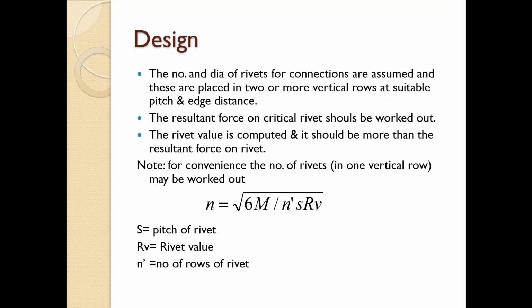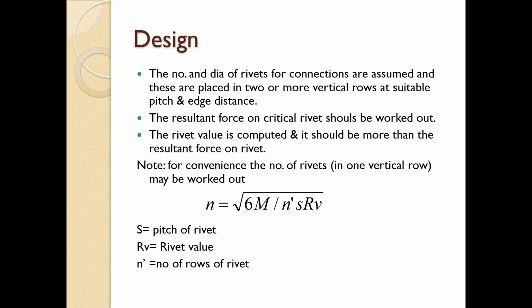So moving further, what is the design procedure for these kinds of joints? The first step is that the number and diameter of rivets for the connection are assumed, and these are placed in two or more vertical rows at suitable pitch and edge distance. The resultant force on the critical rivet should be worked out, as we have seen the procedure to calculate the force on the critical rivet. The rivet value is computed and it should be more than the resultant force on the rivet.